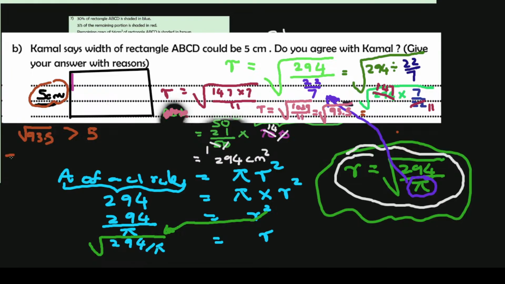Therefore, the diameter would be certainly bigger than 5, certainly larger than 5. If the radius is bigger than 5, there's no doubt that the diameter is larger than 5. So therefore, D would be certainly larger than 5.